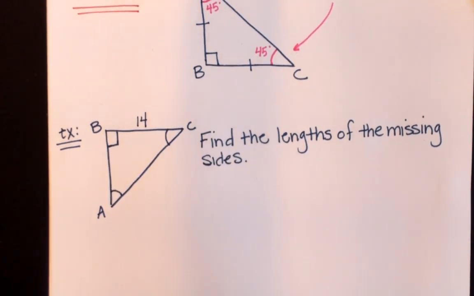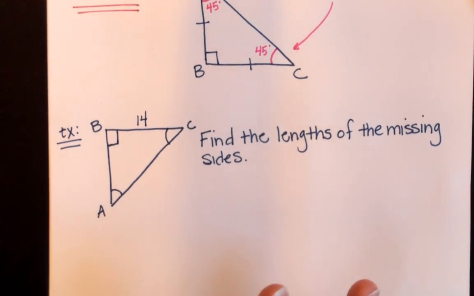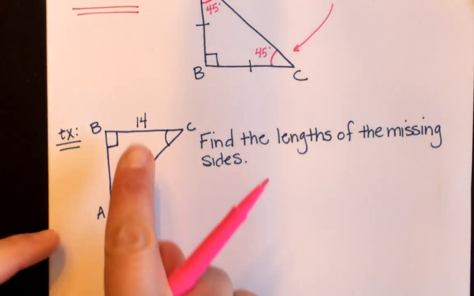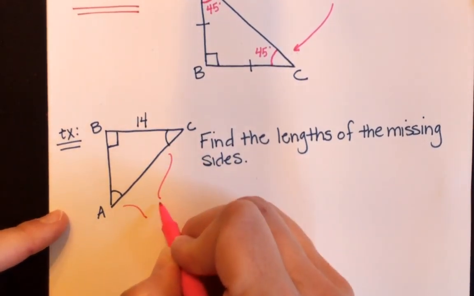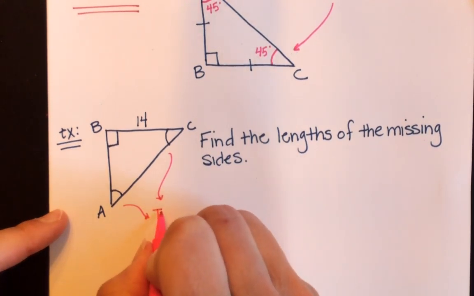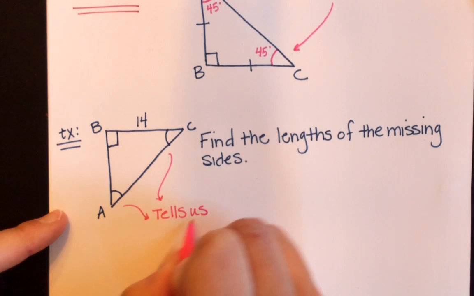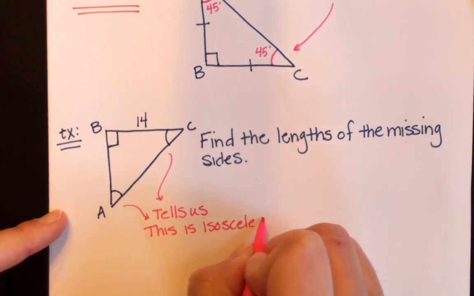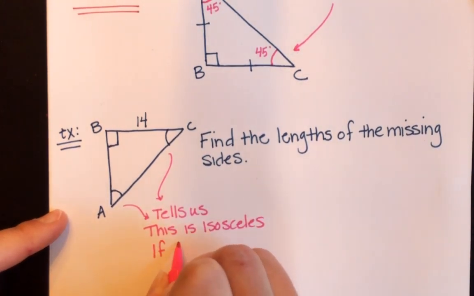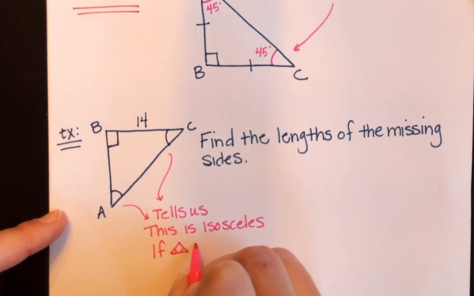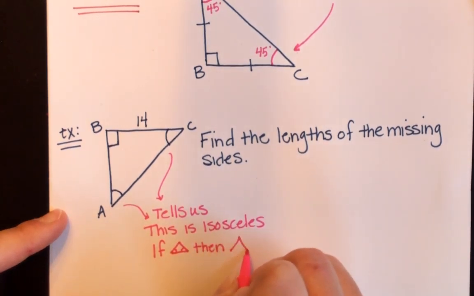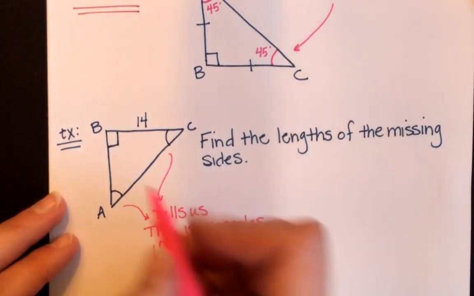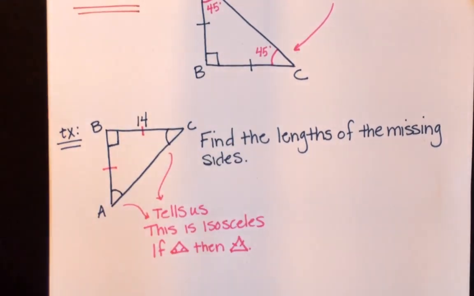Well, most of us would look at this and go, I can't do this. The Pythagorean theorem needs us to have 2 of the 3 sides. Don't forget, because it's isosceles, our 2 congruent angles tell us this is isosceles because it follows our theorem: if the base angles are congruent, then the sides are congruent. That theorem, our isosceles triangle theorem.